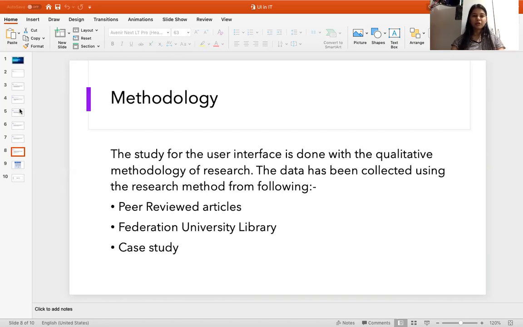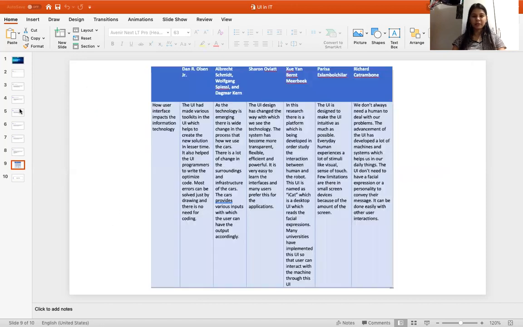So in the methodology, the study of the user interface is done with a qualitative methodology of research, as was already discussed in the upper slide. And the data was collected from peer-reviewed articles, the Federation University Library, and the case study.